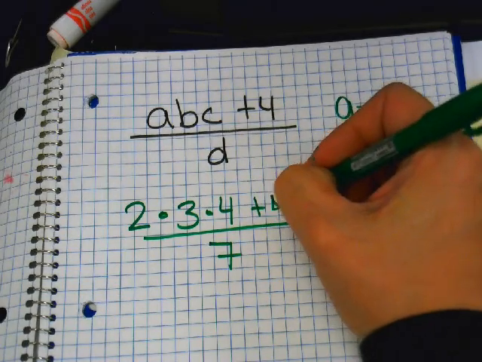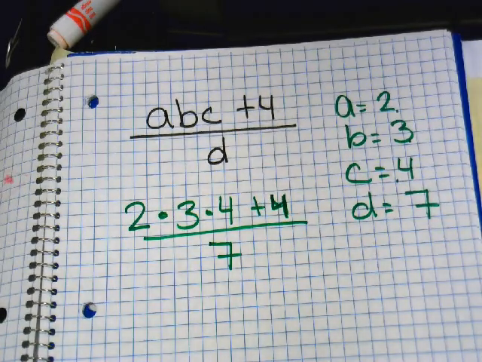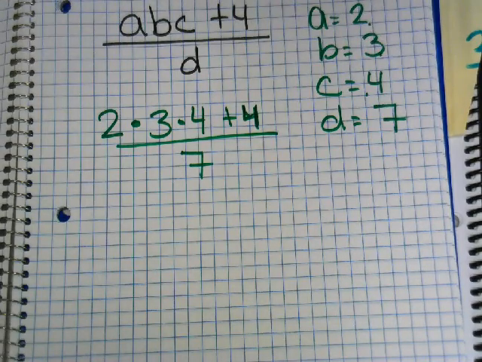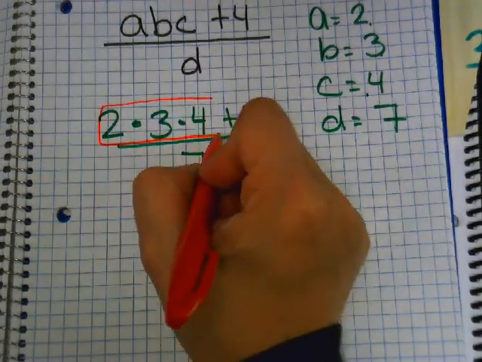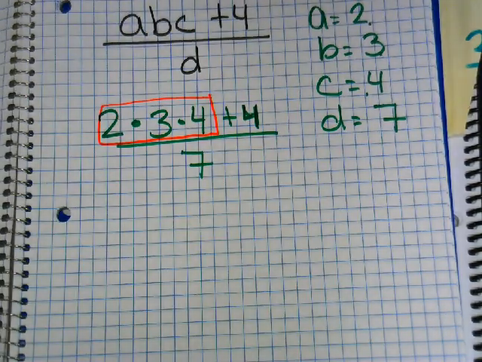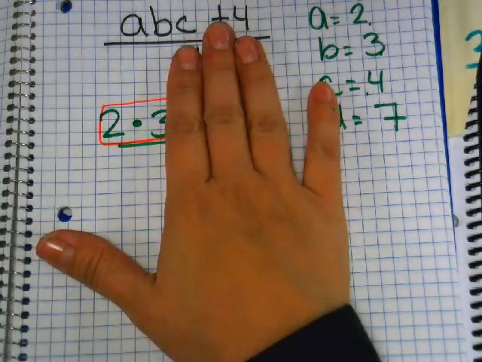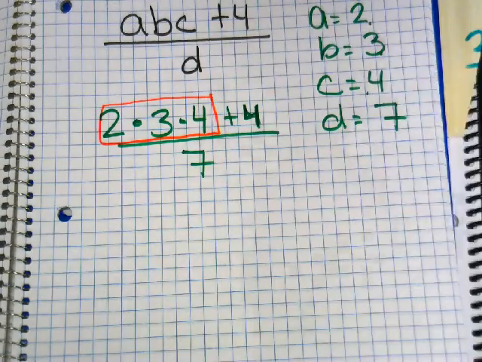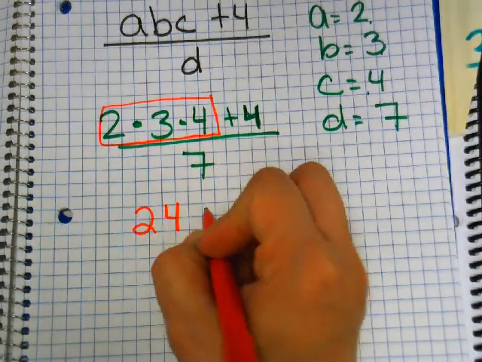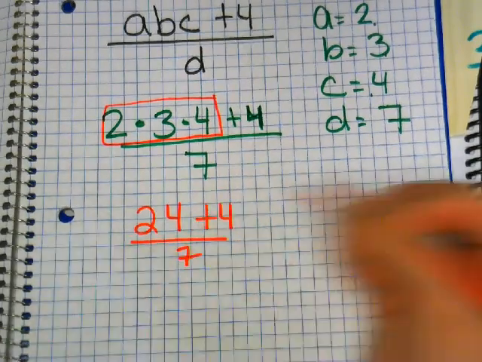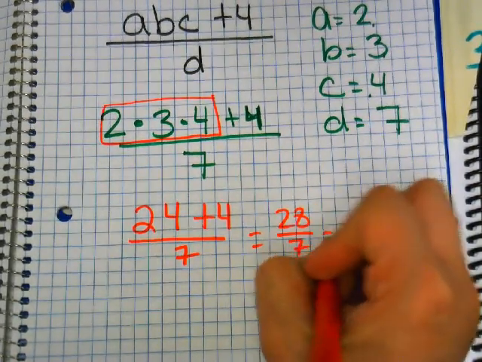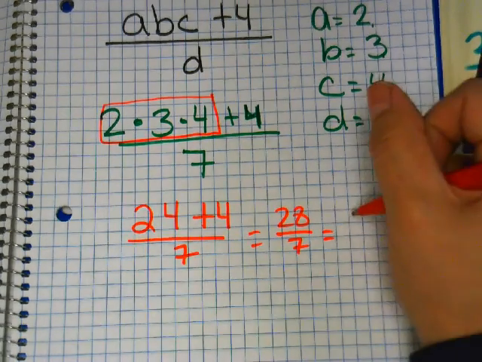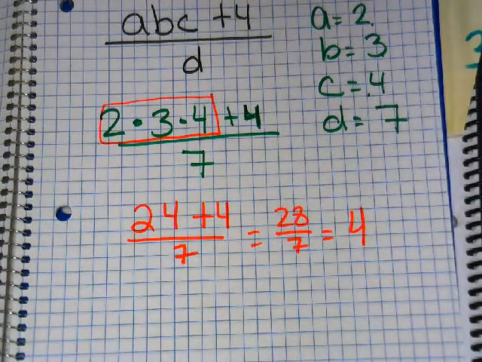All right, you're going to have a very similar problem on the classwork. So let's multiply first. Let's multiply these 3 numbers first. What is 2 times 3? 6. What is 6 times 4? 24. So we have 24 plus 4 divided by 7. 28 divided by 7. Good. 5 minutes later, right? And that's it.